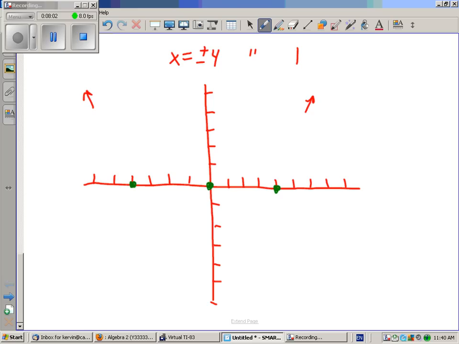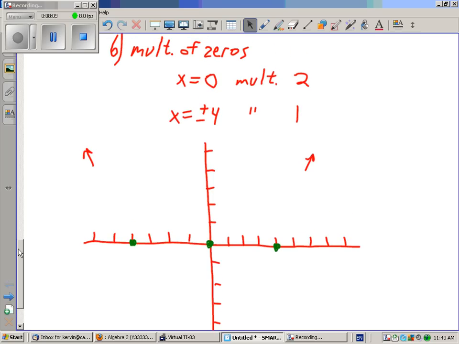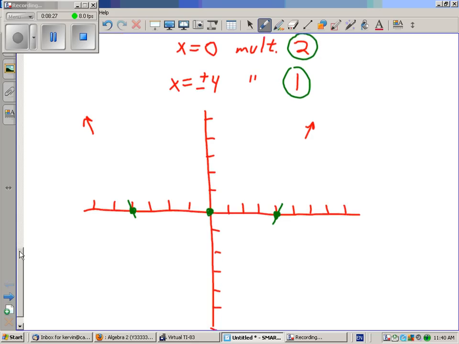With the multiplicity of our zeros at x is equal to negative 4 and positive 4, our multiplicity is 1. That tells us that our graph is going to cross the x-axis. So here we're going to expect it to cross. Here we're going to expect it to cross the x-axis. However, at x is equal to 0, our multiplicity is 2. Therefore, we're going to expect it to bounce.